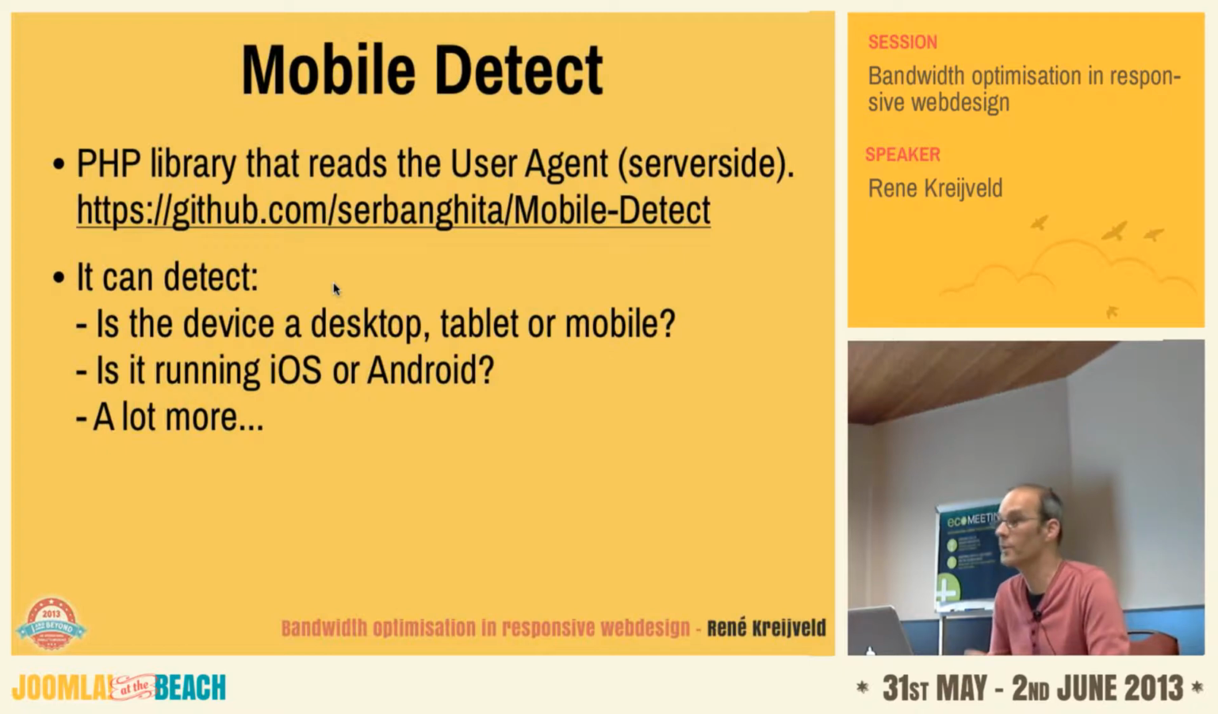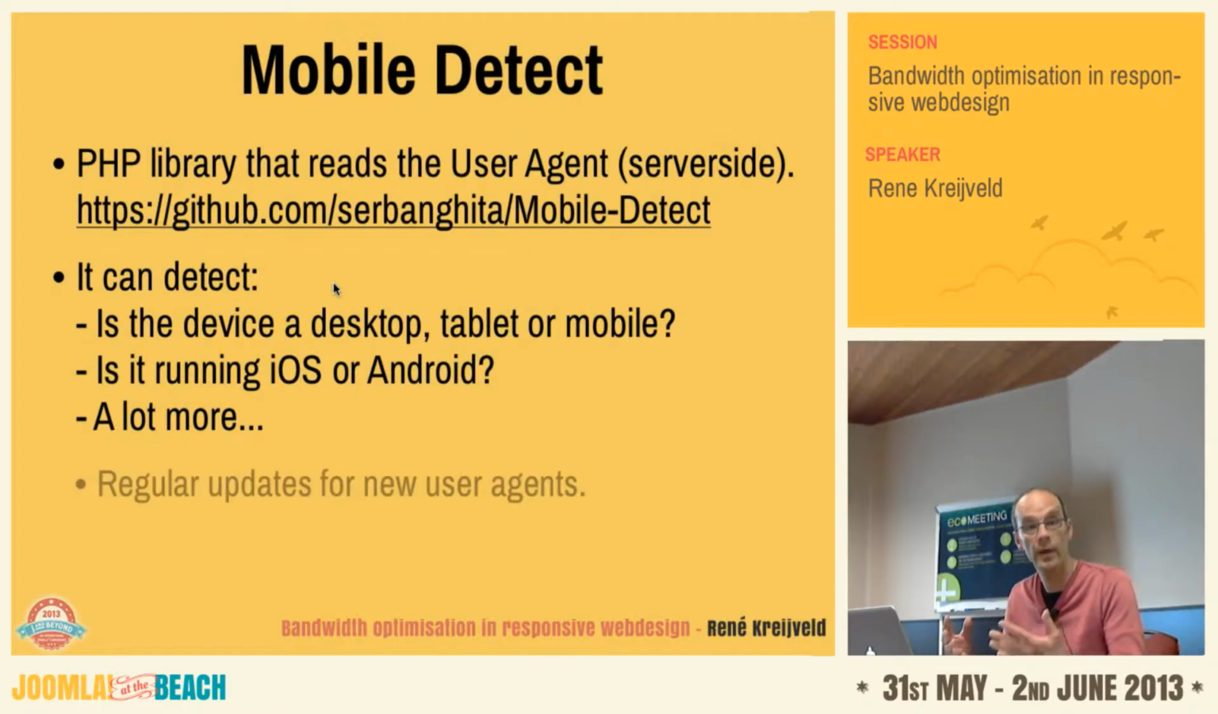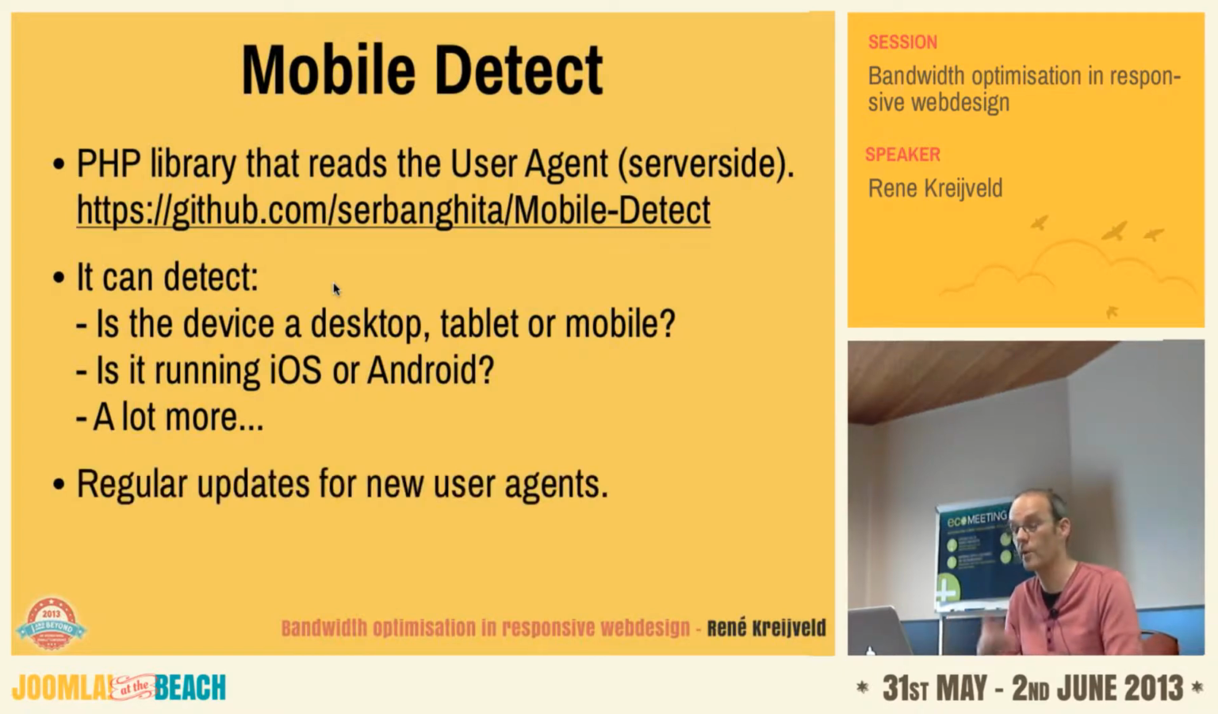There are regular updates for new user agents, because when a company builds a new mobile phone, then a new user agent string is defined. So there are very many regular updates for this detection library. So how can we use it?